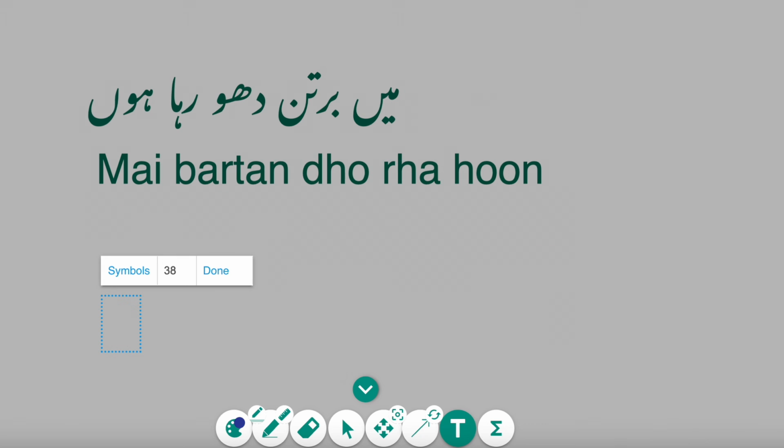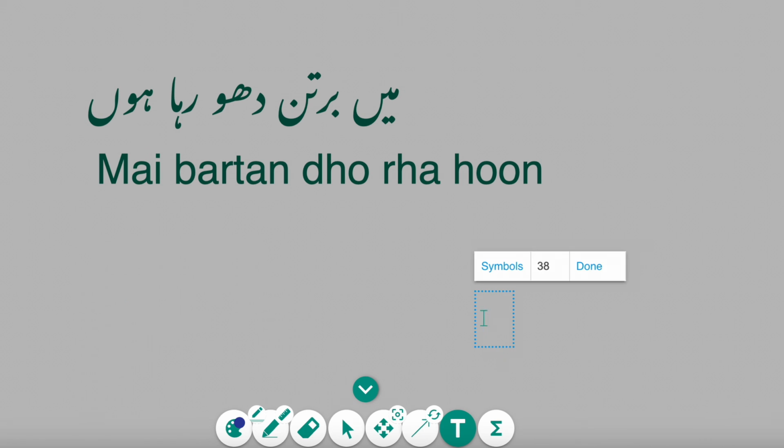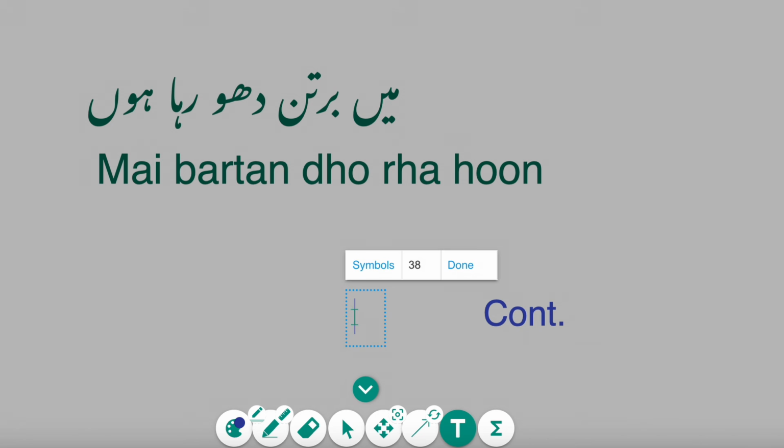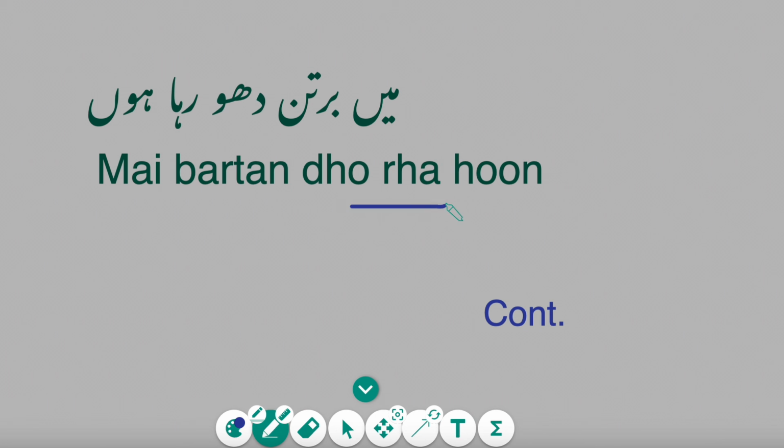मैं बर्तन धो रहा हूँ. I'm washing dishes. मैं बर्तन धो रहा हूँ.